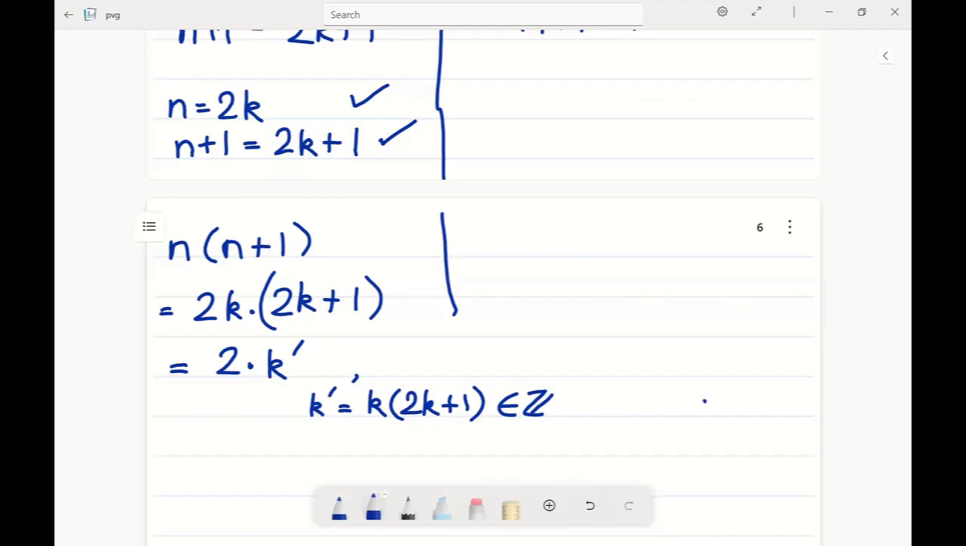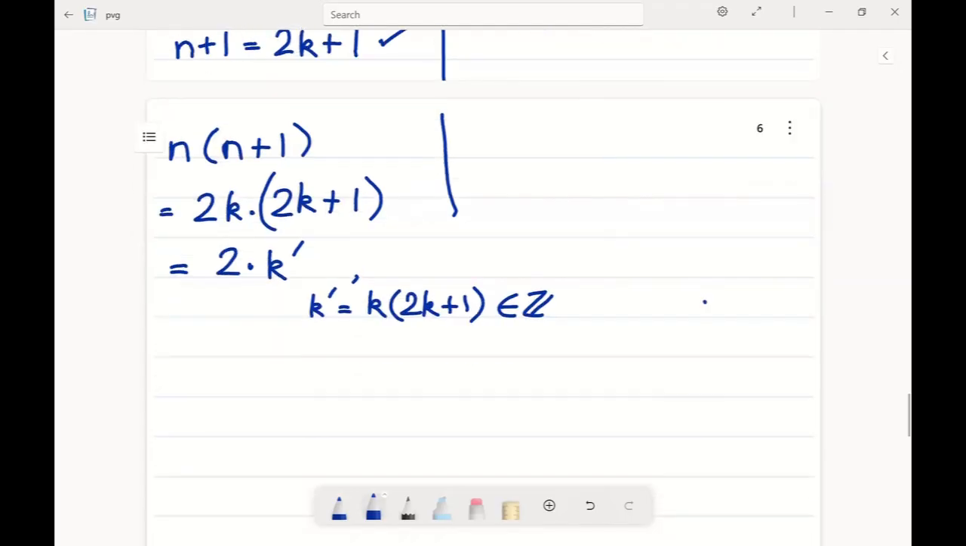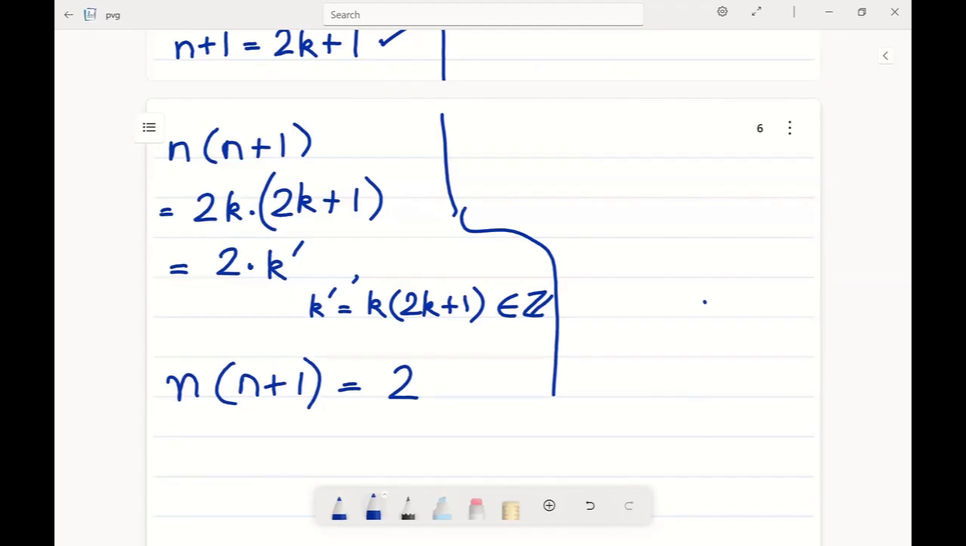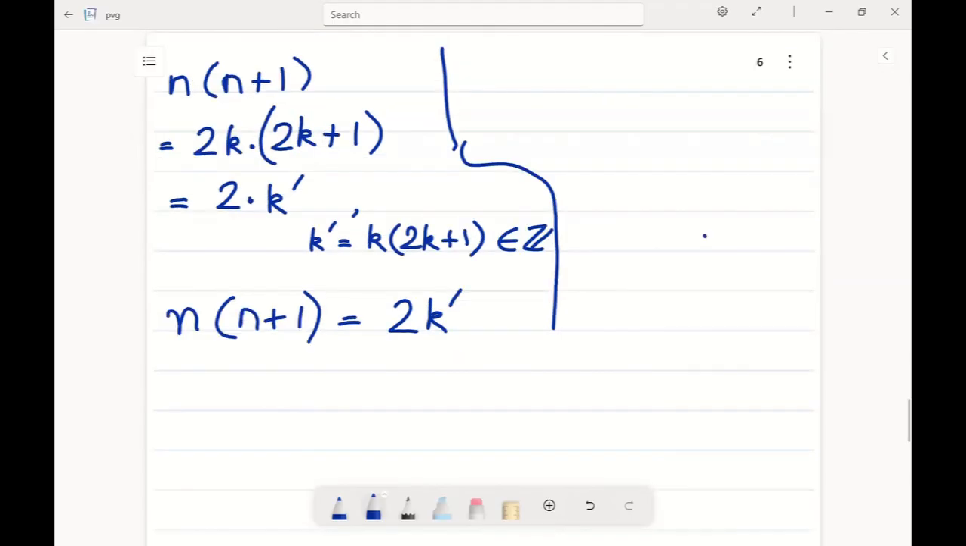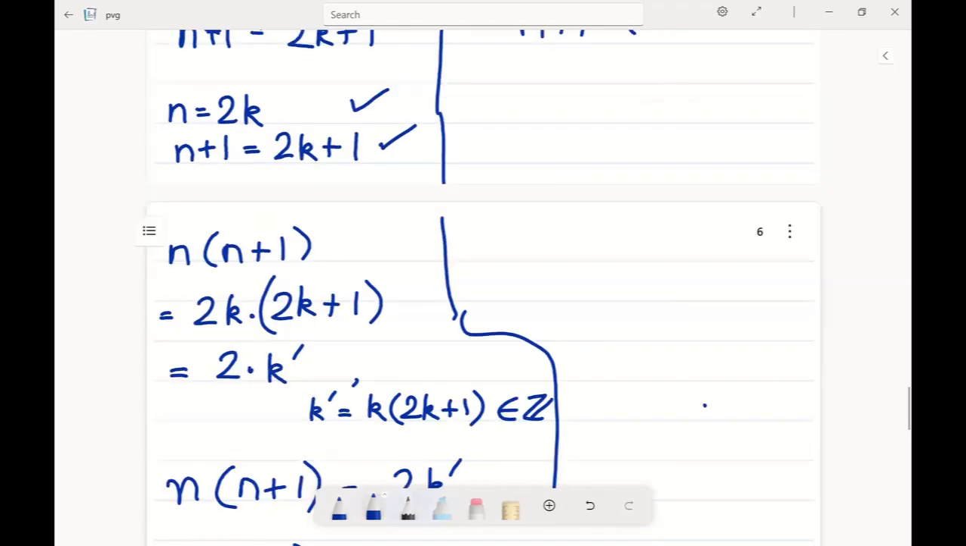So I'm getting that in the first case, in the left hand side case, n into n plus 1 is 2 times something. Means what can I say about n into n plus 1? It is 2 into something, right? So it means that n into n plus 1 is even. Right. Now let us look at the second part.